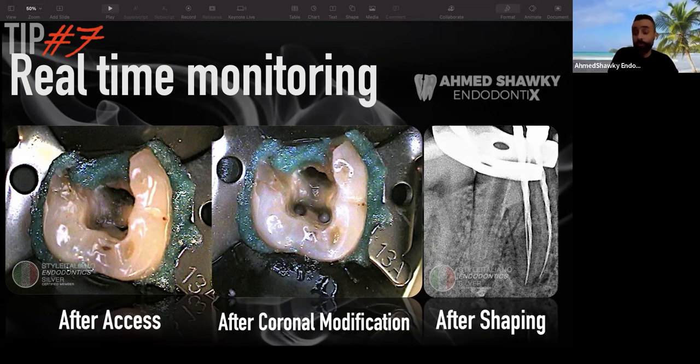And sometimes, before taking our master cone radiograph, we confirm the length using the shaping file. So I take the shaping file, 25.04 or 25.06 MG3 Blue, after finishing shaping, and I put it to the full length and attach my apex locator in the ZRF motor and reconfirm the working length. These steps should be done in order to achieve optimum results from your apex locator.